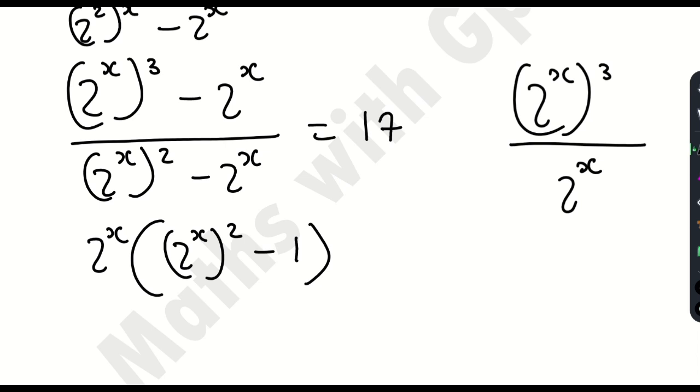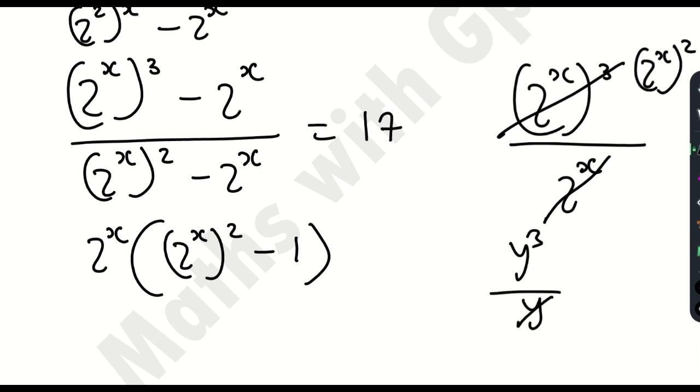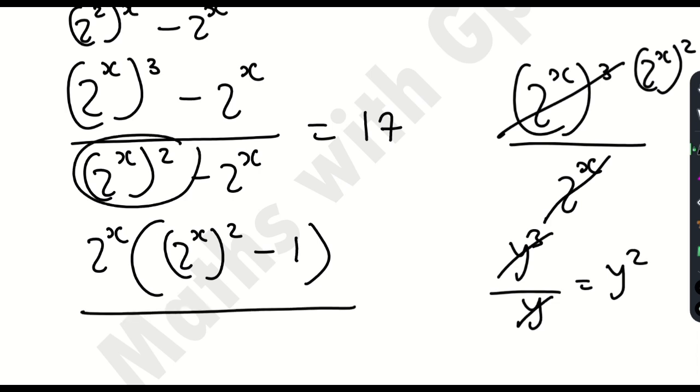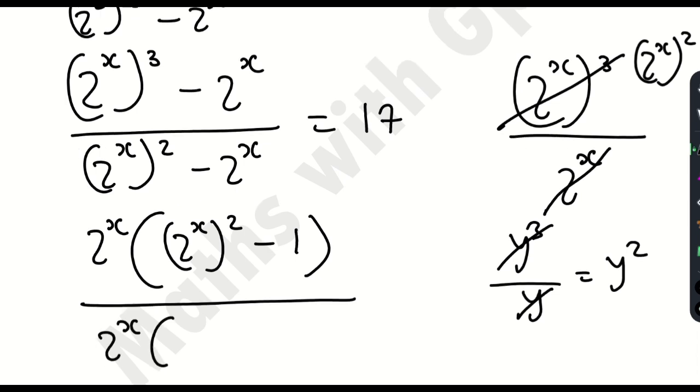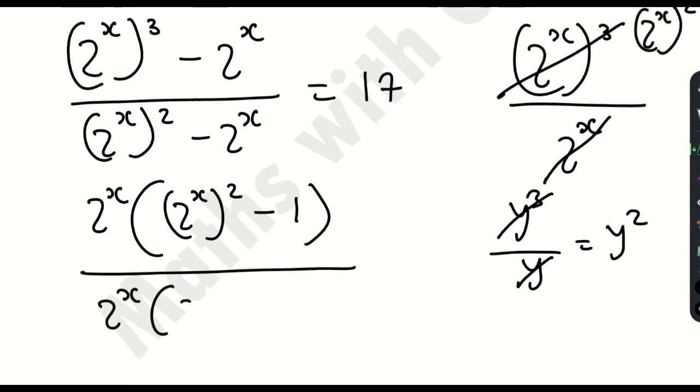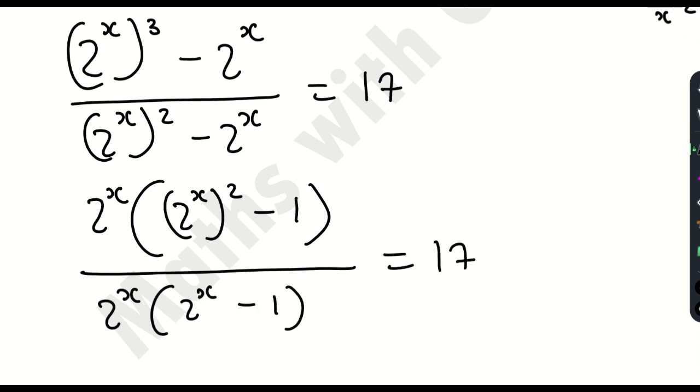Now notice something. 2 raised to the power of x, we divide this, you have 2 raised to the power of x squared. It's like saying y cubed over y. Y goes into y cubed, you have y squared. That's exactly what I did here. Now all divided by the same thing I'll do here. Factor out 2 raised to the power of x, then bracket 2 raised to the power of x minus 1 again. All of this is equal to 17.